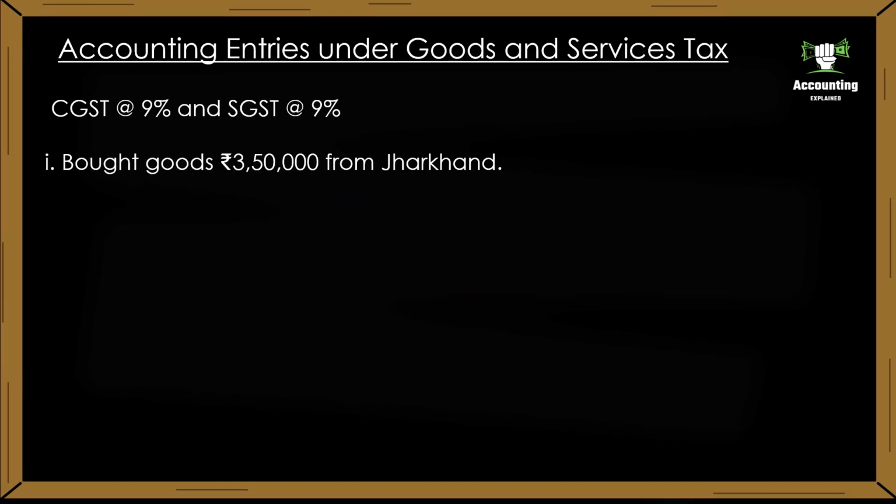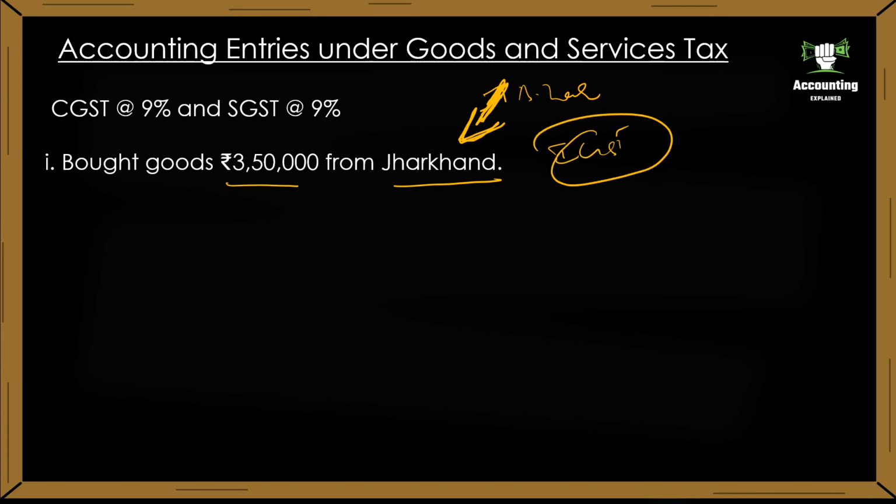We are going to solve the question transaction by transaction. The first transaction is bought goods for rupees 3,50,000 from Jharkhand. You are from Bihar and you have bought from Jharkhand. So it is interstate and IGST is involved. The IGST percentage will be CGST plus SGST, 9% plus 9%, which is 18%.